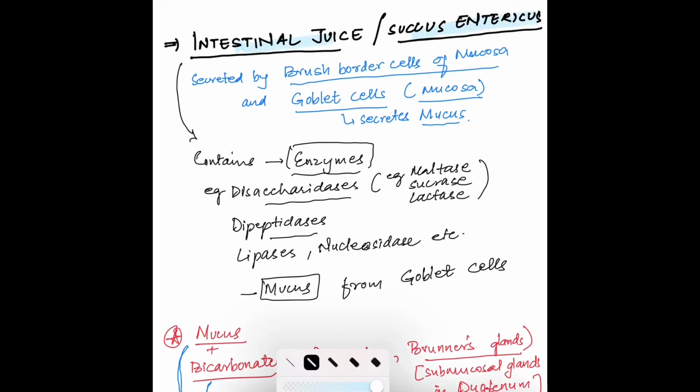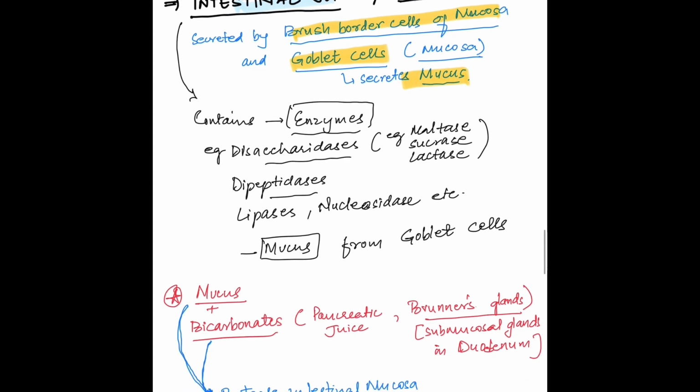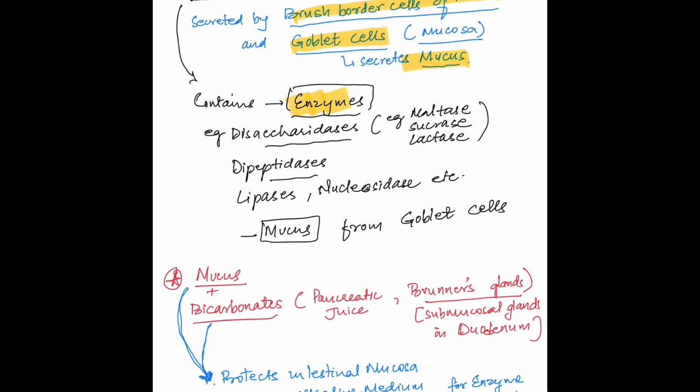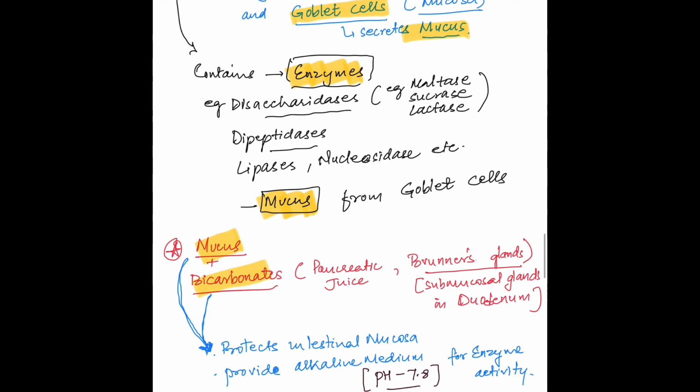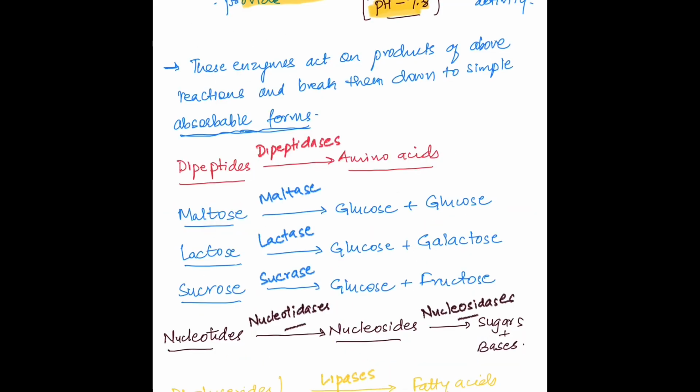It is secreted by brush border cells of mucosa of the small intestine. The mucosa of the small intestine also contains goblet cells which secrete mucus. Succus entericus contains enzymes which further digest the broken down substances. Mucus, bicarbonates and secretions from Brunner's glands, which is present in the submucosa, protect the mucosa of the small intestine from acid and also provide alkaline pH. Enzymes of succus entericus further break down products formed by the enzymes of pancreatic juice.